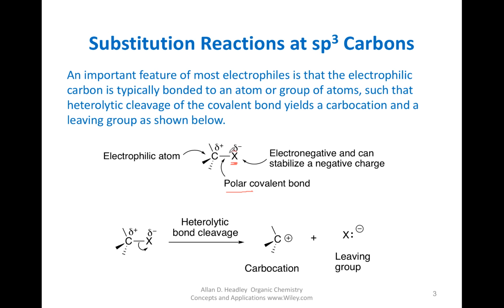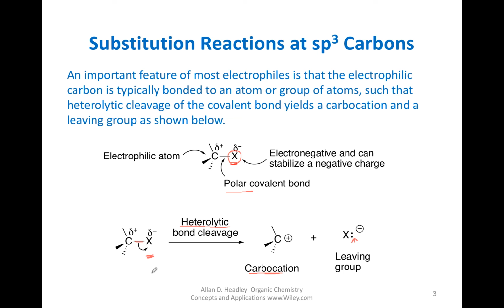This group here is typically electronegative, and as you can see here, if this bond breaks in a heterolytic manner, hetero here means 2 electrons will go to 1 atom. As you can imagine, X here being very electronegative would take the electrons as shown here. So what's left behind is a carbocation.